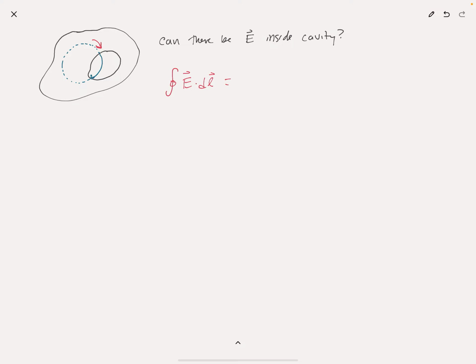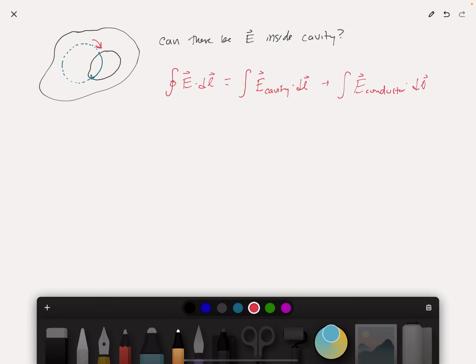I have to do that in two parts. I have to do one part of that path, which is the electric field inside the cavity. All right, that's the solid blue line here. And I also have to continue integrating the electric field in the conductor. All right, that's the whole path. That is the closed path. So to color code this, this is the solid line, and this is the dashed line.